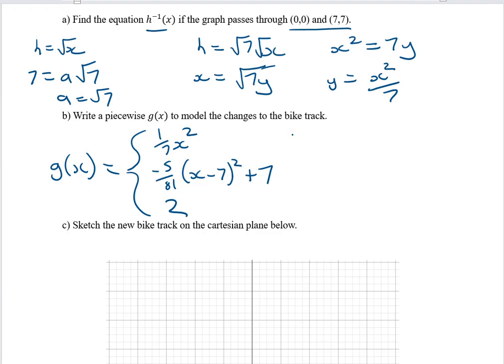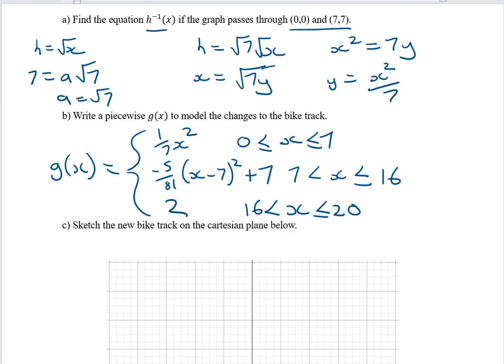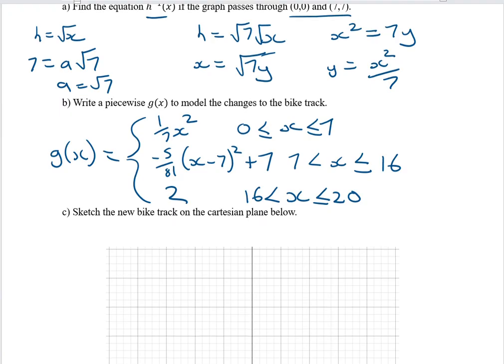Now, then I'm just going to put in my values. So x is going to be equal to and greater than 0, and equal to and less than 7. My second equation, it's starting off at 7, so it's greater than 7, and it's equal to and less than 16. And for the last one, x is greater than 16, but is equal to and less than 20. So we need to be putting in our values.